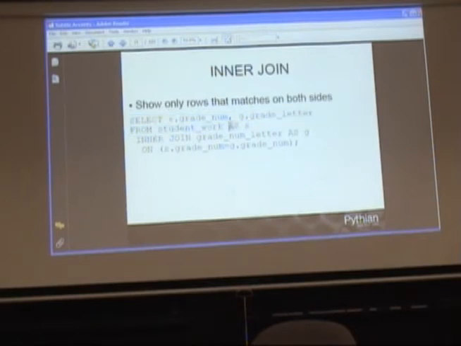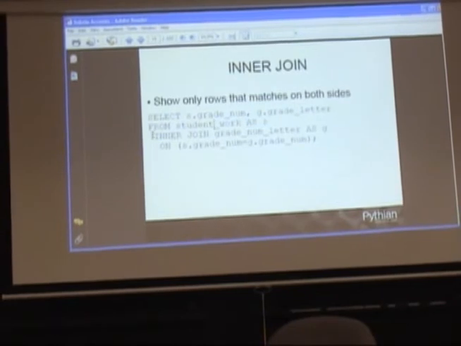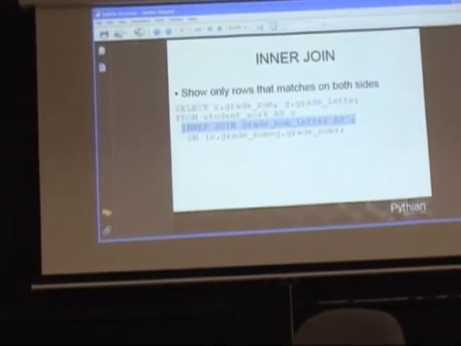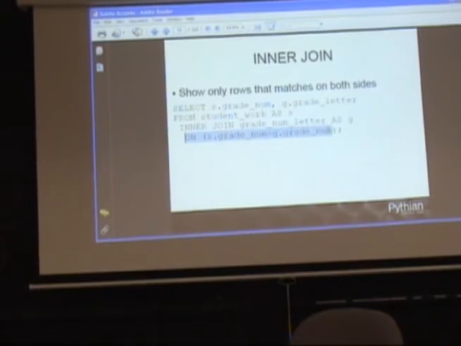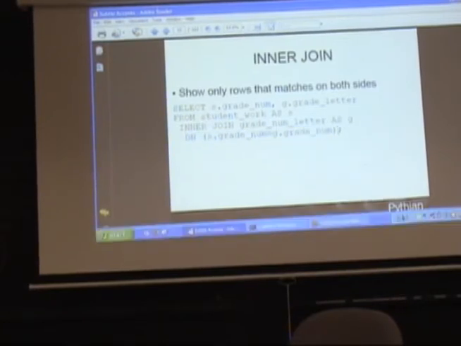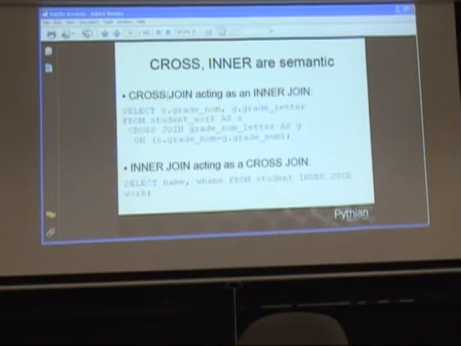So I'm aliasing the table, so student work is going to be called S. Inner join grade num letter as G, right? And then I'm doing it on the grade number. I could have said using grade num, but I didn't. So I said this before, but cross and inner are semantic.